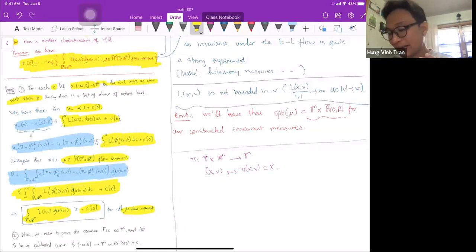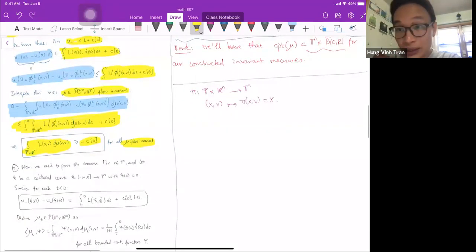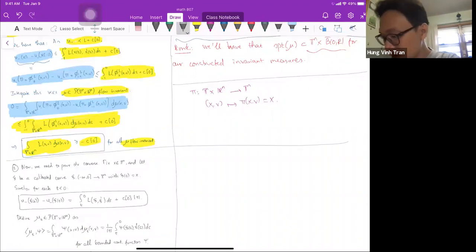If you say that L is not bounded, you can do cutoff techniques, cut it off for V large, and then you can use the monotone convergence theorem to get this. So I'm not worried about this. In a hand-wavy way, that's the case. Okay, great. Now, what I said in this part is not very hard, right?